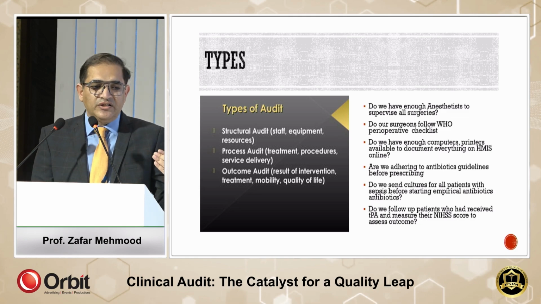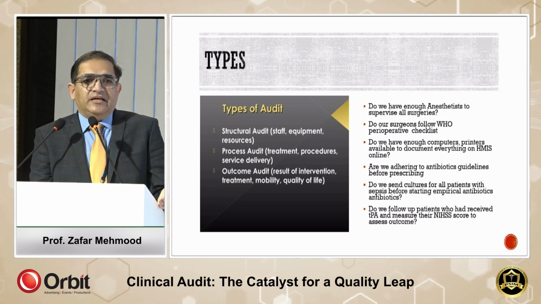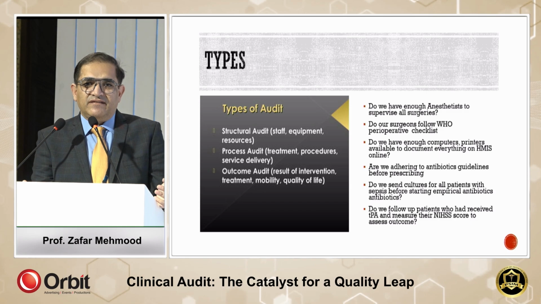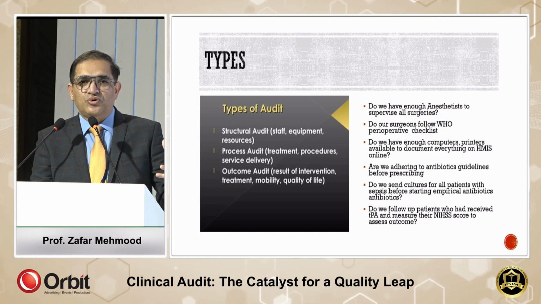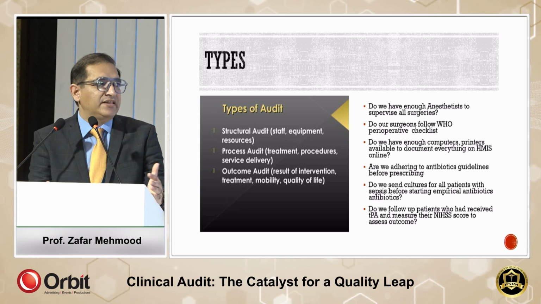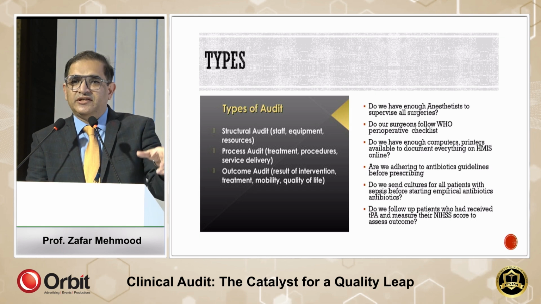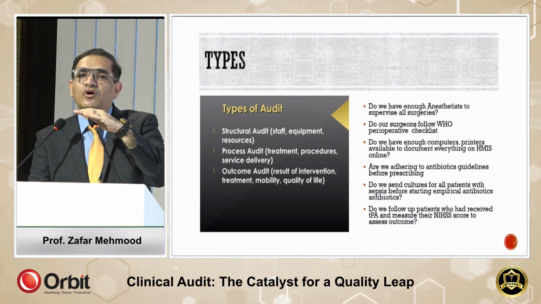And then you can audit an outcome, for example. So outcome may be, we are thrombolizing patients, and TPA is a very, very expensive treatment. So do we have mechanisms to follow up these patients and check their NIH scores at, for example, 1 month, 2 months, and 3 months to know what the outcomes are? Because if we don't know, then there is no point in giving such an expensive treatment. So you can audit your structural things, your processes, and your outcomes.